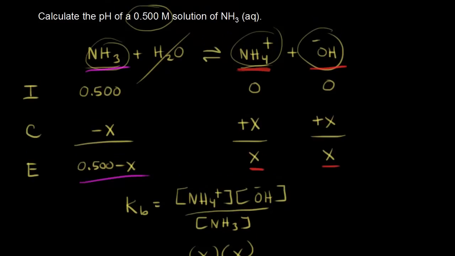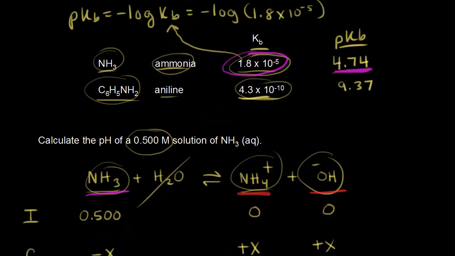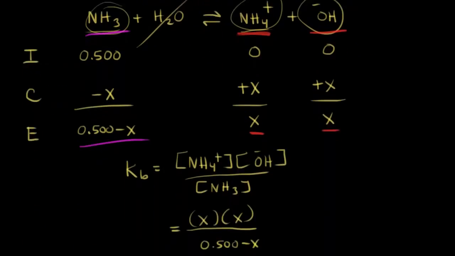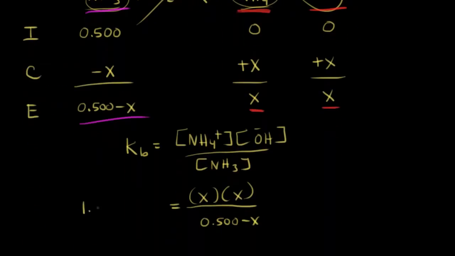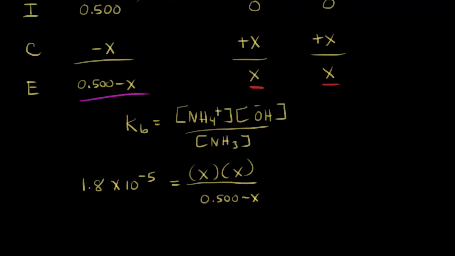And let's go back up to our table above to remind ourselves of what it is here. So ammonia has a Kb of 1.8 times 10 to the negative 5. So we're going to plug that value in for Kb here. So this is equal to 1.8 times 10 to the negative 5. And once again, we're going to assume that X is much, much smaller than 0.500 molar, because that makes our life easy for the math. We don't have to do the quadratic formula if we do that.